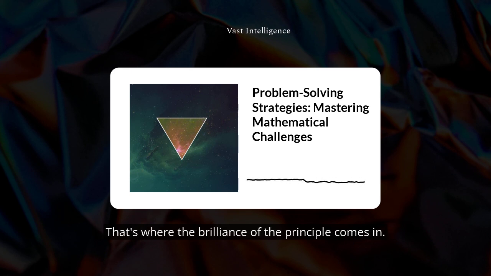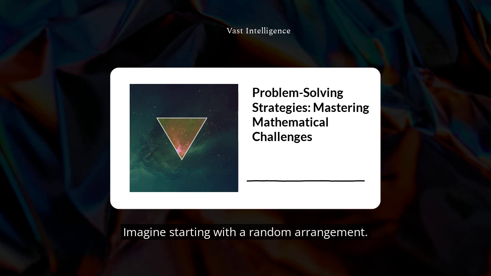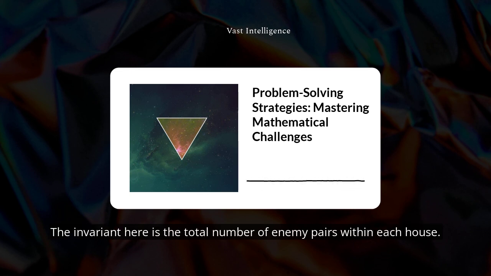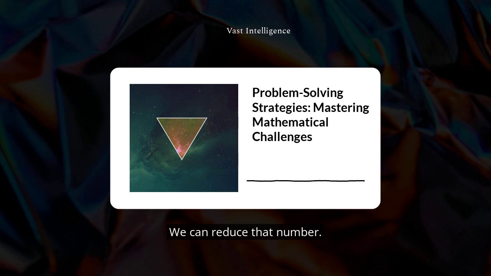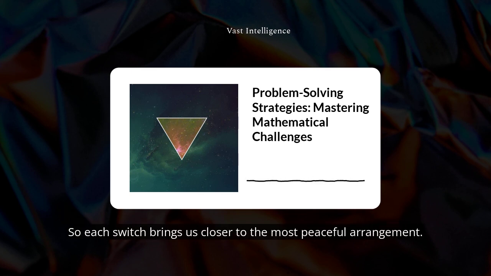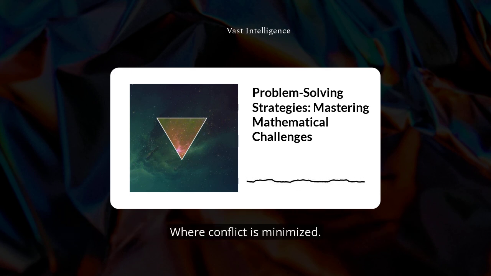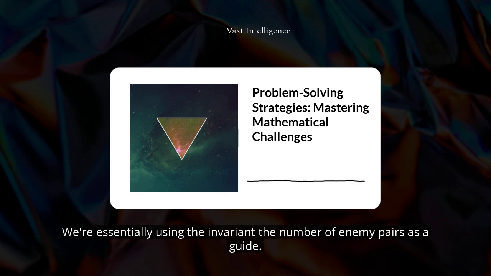That's where the brilliance of the principle comes in. Imagine starting with a random arrangement. The invariant here is the total number of enemy pairs within each house. By focusing on members with 2 or more enemies in their current house and strategically switching them, we can reduce that number. So each switch brings us closer to the most peaceful arrangement, where conflict is minimized. We're essentially using the invariant, the number of enemy pairs, as a guide.